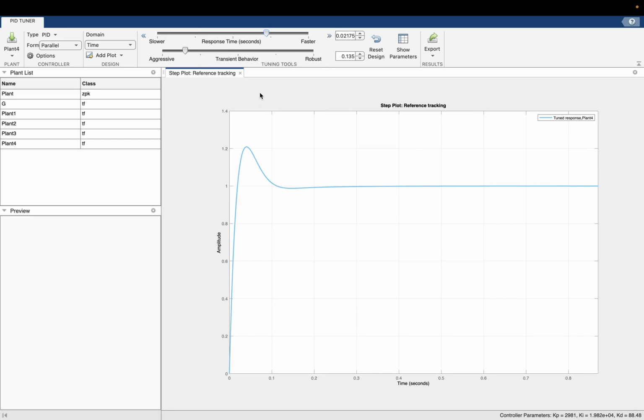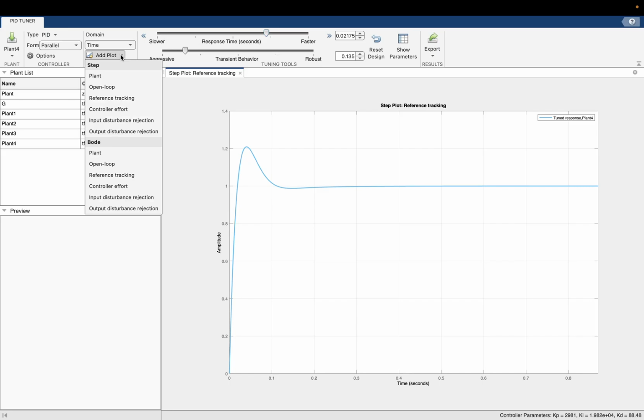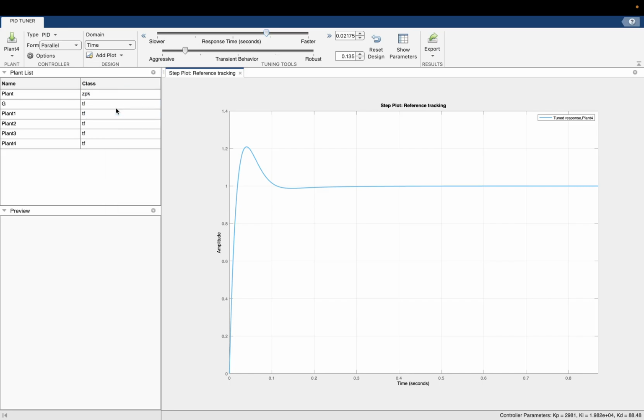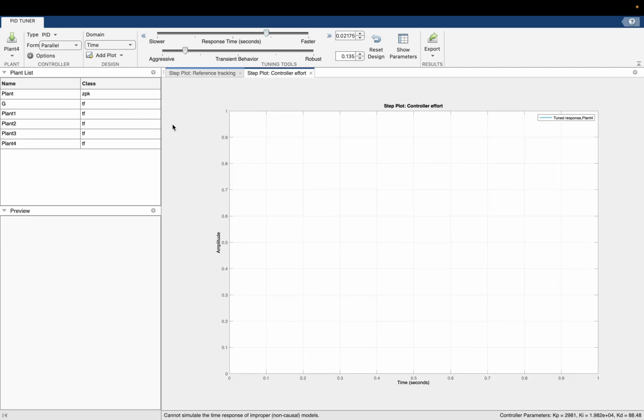So you can play around with these values and then design accordingly. You can change all the step responses. I can plot the controller effort, that is the u of t. So if I plot that, what will I get? Let's say it's this.